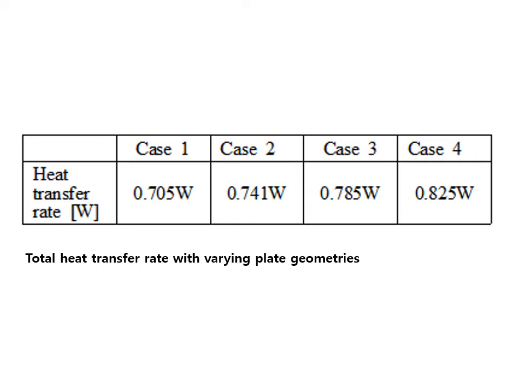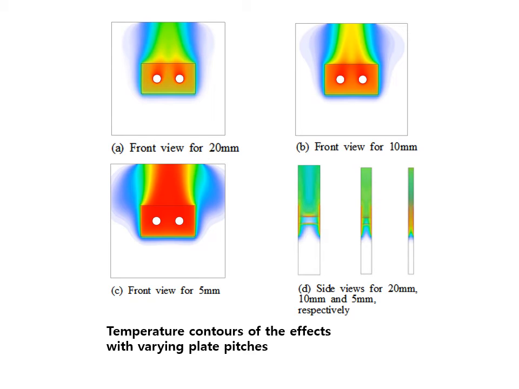Okay, based on previous results, we calculate the heat transfer rate. So case A, B, and C, as you see, C, we have a higher heat transfer rate, like this one I mentioned previously. And the next one is the temperature contour of the effect with the varying plate pitches. As you see, A, B, C, the pitch in this case is 20 millimeter between two plates, and the next one is 10 millimeter, and third is 5 millimeter.